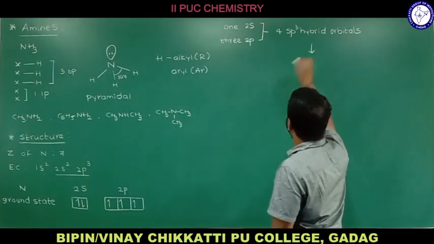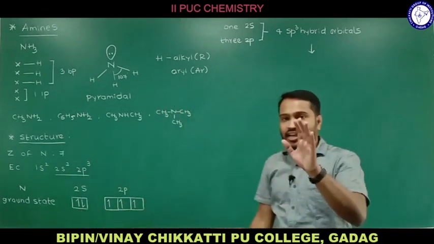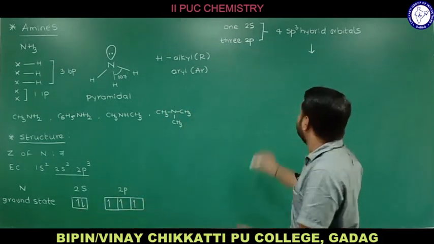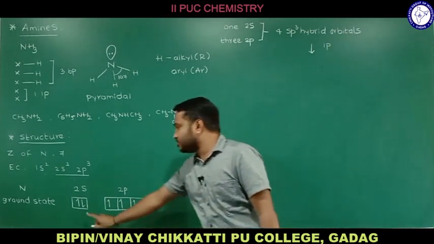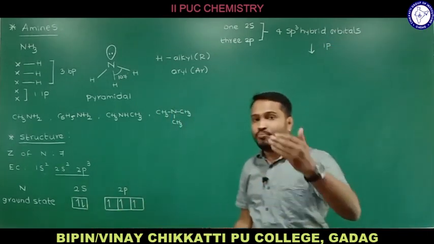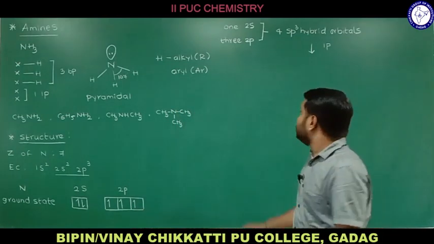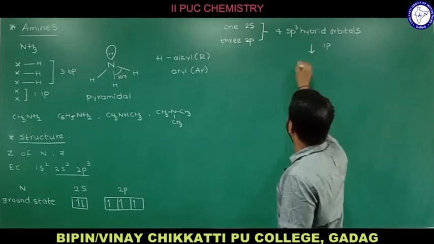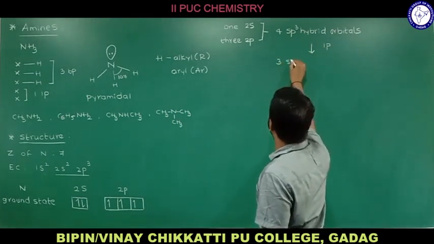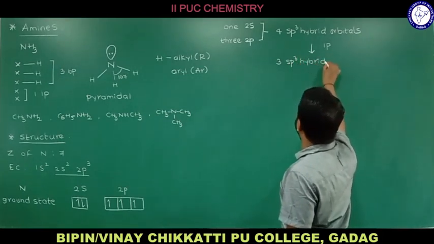But out of these 4 hybrid orbitals, 1 hybrid orbital contains a pair of electrons, isn't it? And that is nothing but the lone pair of electrons, meaning these electrons are not going to be involved in bonding, whereas the remaining 3 are going to be involved in bonding. So out of 4 hybrid orbitals, 1 hybrid orbital contains the lone pair of electrons, and the remaining we have 3. Therefore we have 3 sp3 hybrid orbitals.